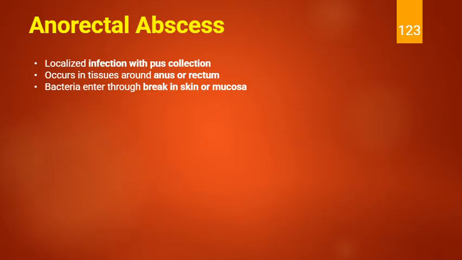An anorectal abscess is a localized infection that forms in the tissues around the anus or rectum. This infection results in a collection of pus in the affected tissue. The infection usually develops when bacteria enter the tissue through a break in the skin or mucous membrane, which is the moist lining of the rectum. Once bacteria enter the tissue, infection develops and pus accumulates, forming an abscess.